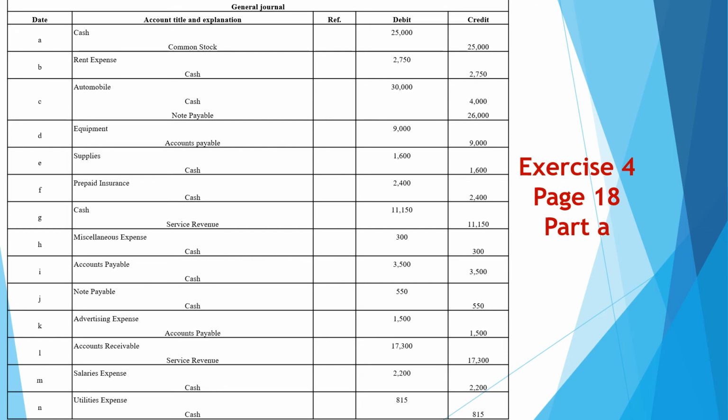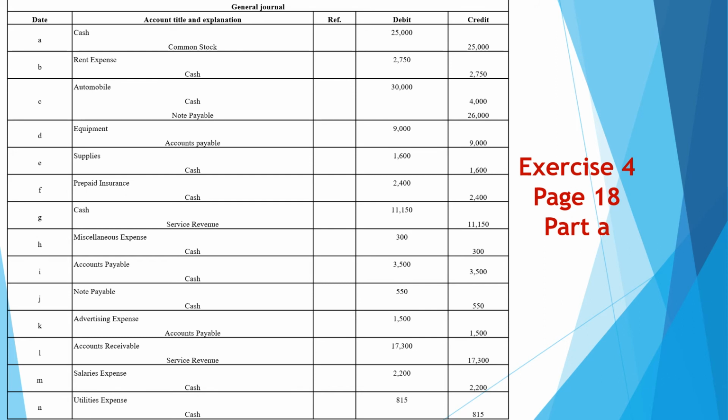Transaction H. Paid cash for miscellaneous expenses of 300. In this example, we incur a miscellaneous expense for 300, so it is recorded in debit since all expenses have a debit normal balance. And we pay cash for these expenses, so the cash account will decrease and be recorded in credit.